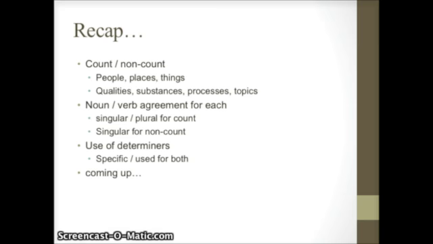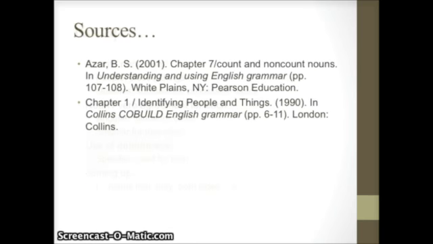In the next video, we will be looking at groups of nouns that play both sides of the fence, or that can be considered both count in some cases and non-count in others. Happy counting, or not.